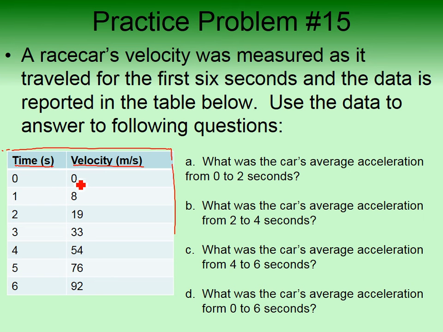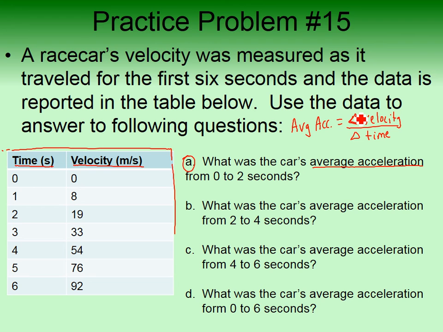Now let's answer part A. It says, what was the car's average acceleration from 0 to 2 seconds? Let's write down average acceleration. How do you find it? It is equal to change in velocity divided by the change in time.